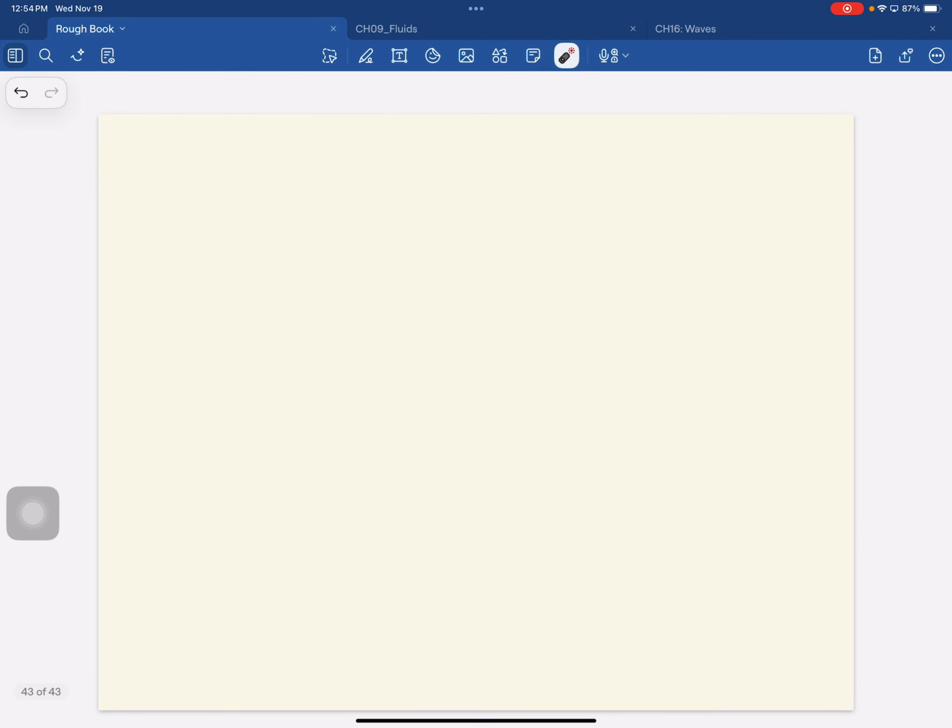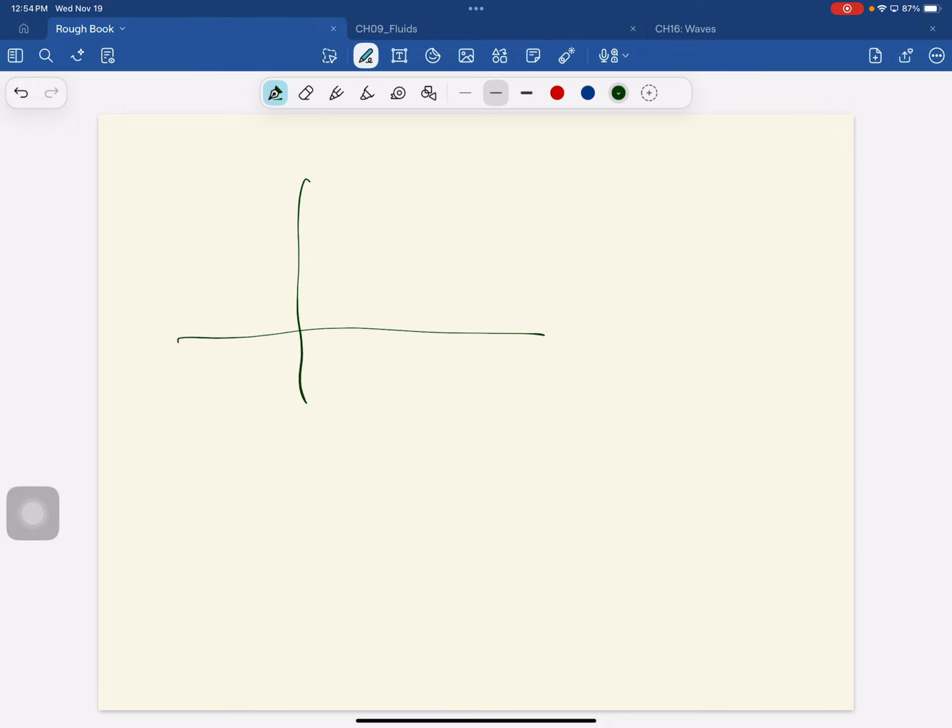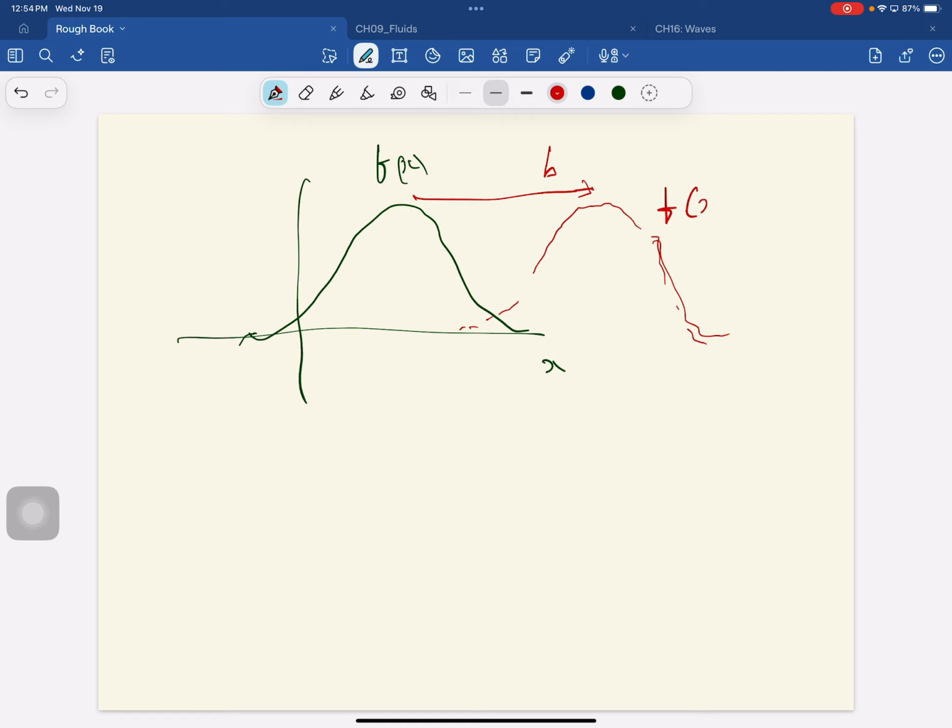You guys know this kind of stuff from your calculus classes. I'm just sort of reminding you of this. So let's say you have a function like this, f of x. What if I want to shift this function, move it to the right? I want to slide it to the right by a distance b. How do I do that? As soon as I tell you, it'll spring to mind. It's f of x minus b.